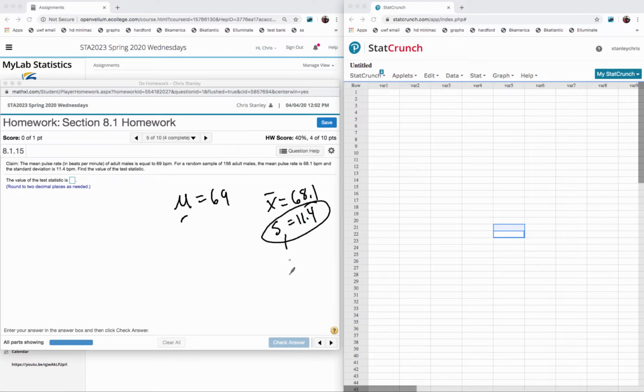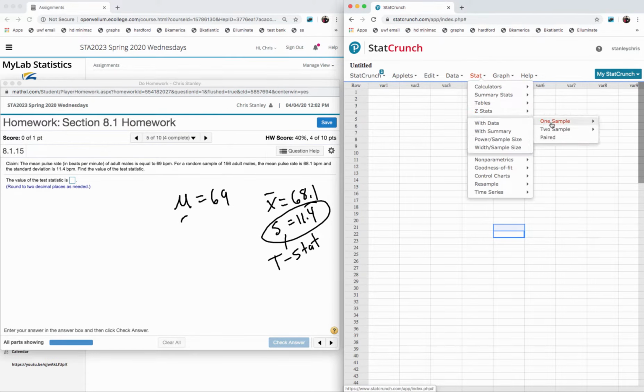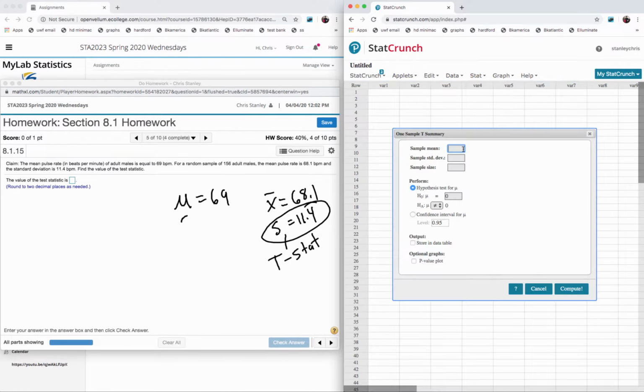This guy's going to tell you which button to push. Make sure you go back and watch the videos to determine which one it's going to be. It's going to be a t-stat. So to find the test statistic, we have to hit t-stat. We have one sample. We don't have data, but we have the summary of the data. The sample mean was 68.1. The sample standard deviation is 11.4. And the sample size was 156.